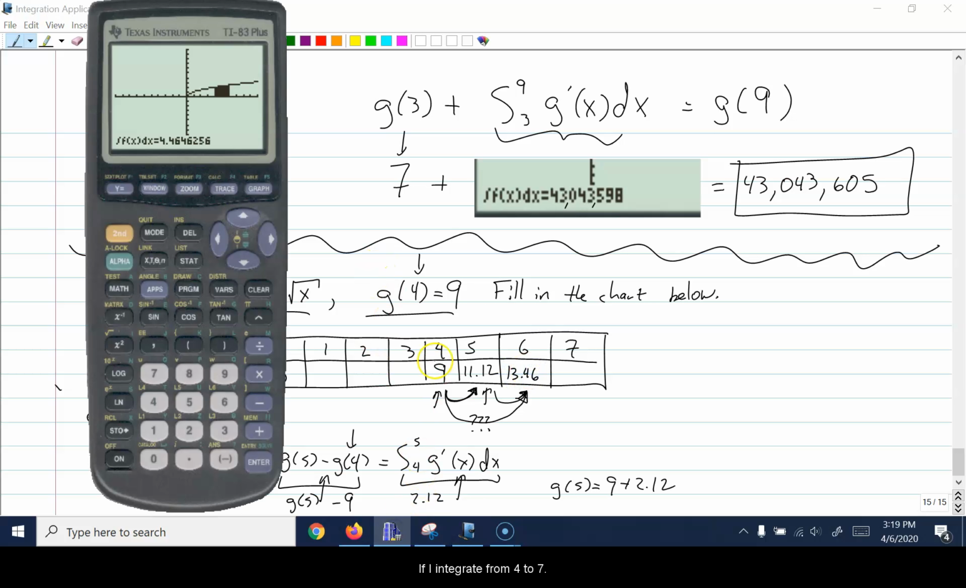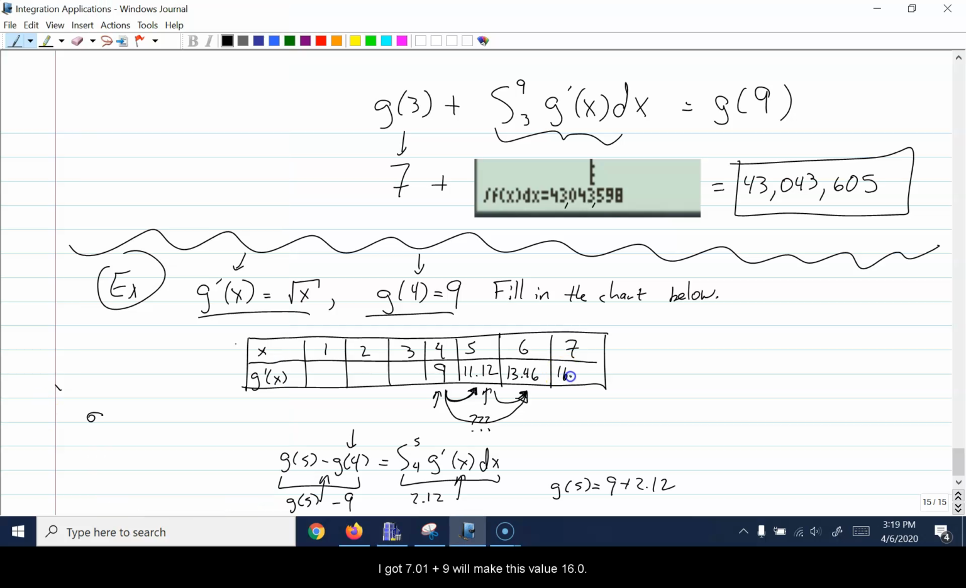If I integrate from 4 to 7, lower limit of 4, upper limit of 7, I get 7.01 plus 9 will make this value 16.01.